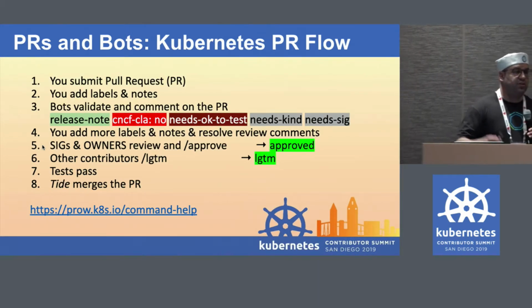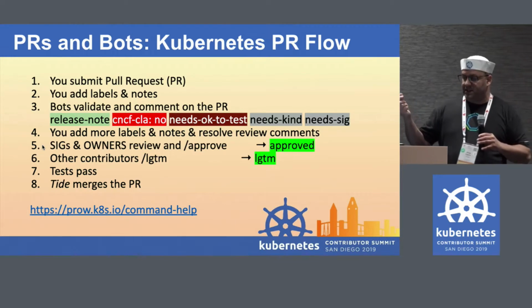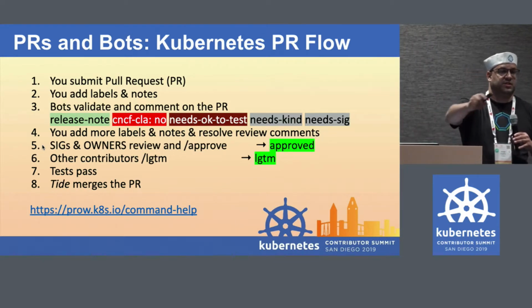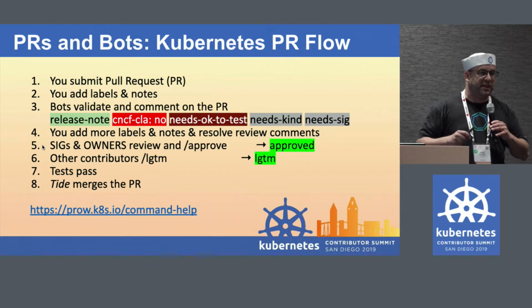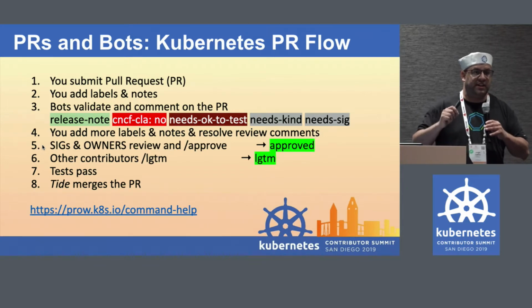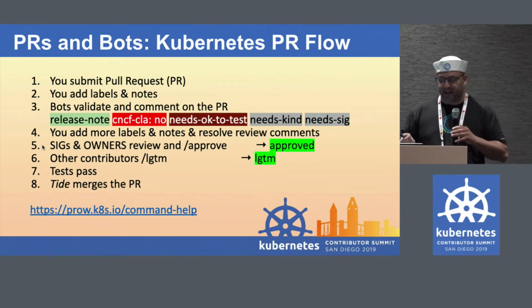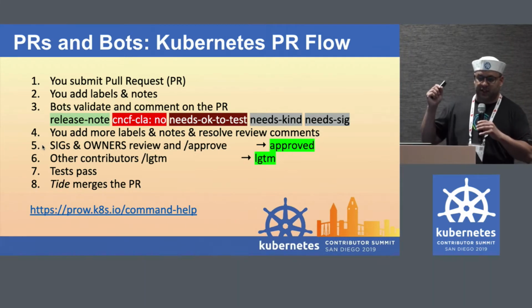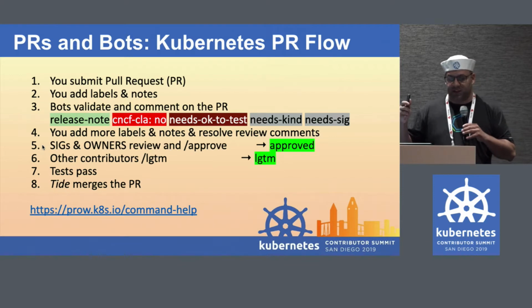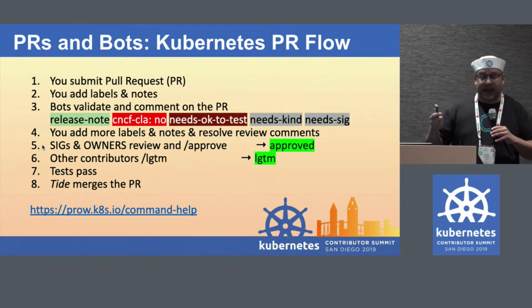Let me just go through a quick pull request. Let's say you go back to your hotel room today and you're like, oh, this contributor guide, they say it's pretty great. And you're reading through it and you find a bunch of mistakes or things that don't make sense or some kind of improvement. So what you would do is pull the repo, clone it, and submit a pull request. You'll add labels and notes.